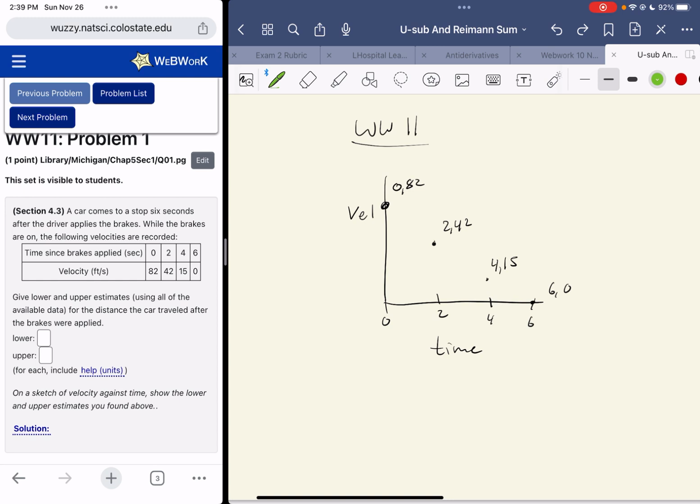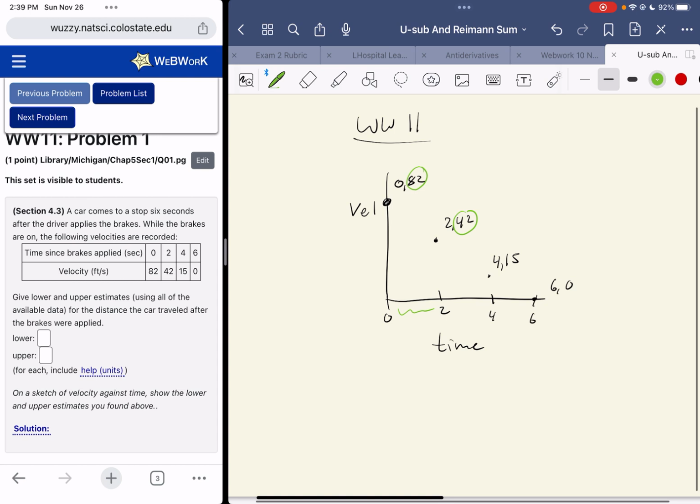Well, in this first 2 second interval, we know it began at 82 feet per second, and it ended at 42 feet per second. And so if you want a really rough lower bound, you can just pretend the car's speed was 42 feet per second the whole time. And so if you travel 42 feet per second for a total of 2 seconds, then you travel 84 feet. And then you do this on every interval.